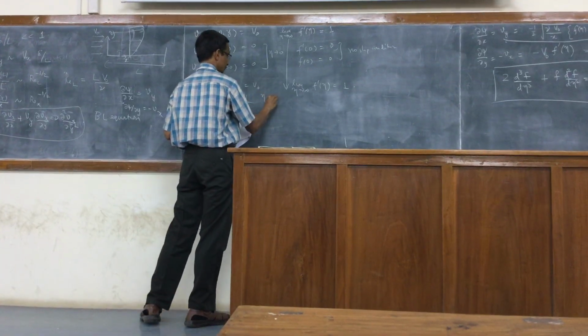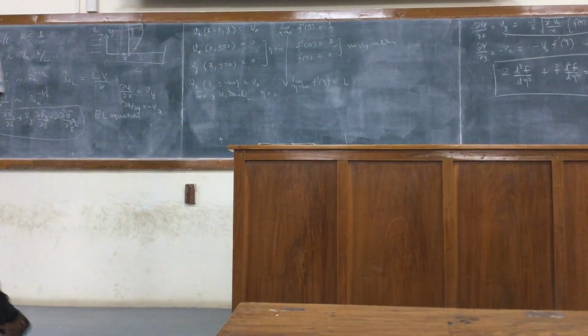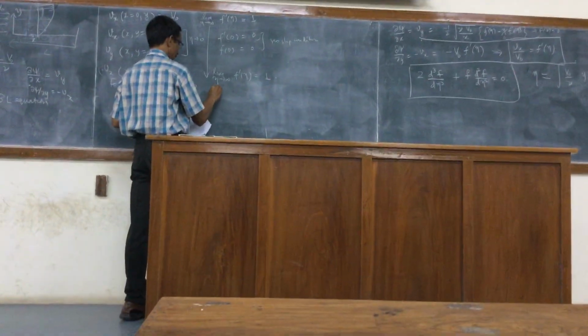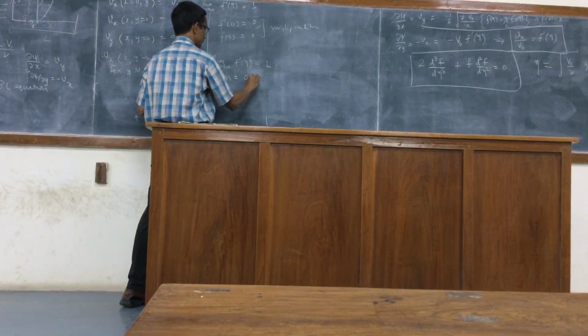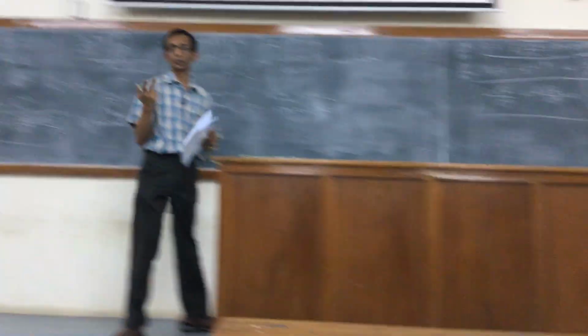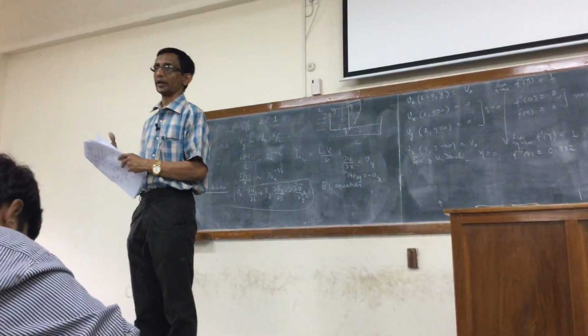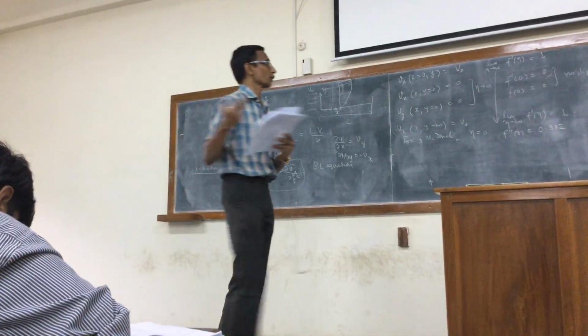At eta equal to 0, we know that f prime is 0. That would be the conditions used to solve the equation. And then they give that f double prime of 0 is actually 0.332. Numerically, you first solve for f, and then you can find f prime and f double prime, which is probably also needed.